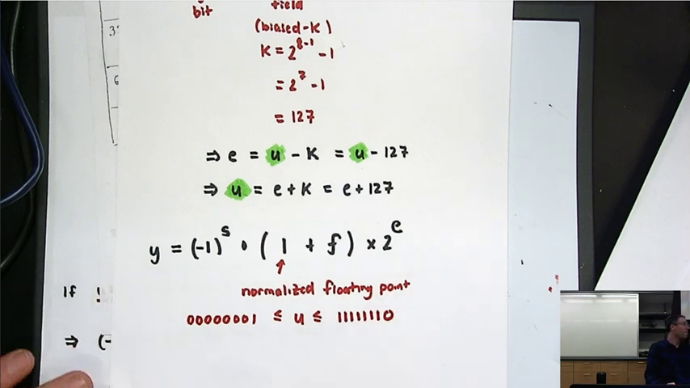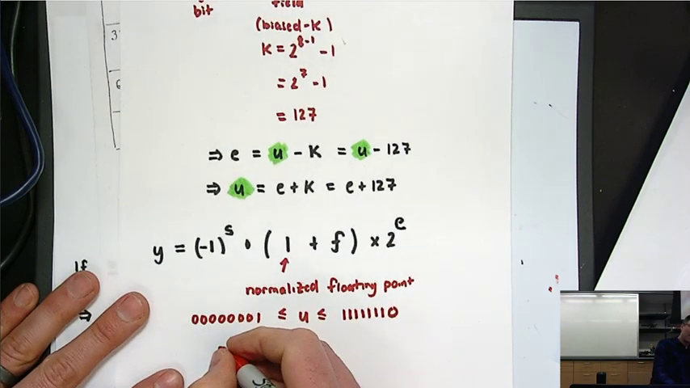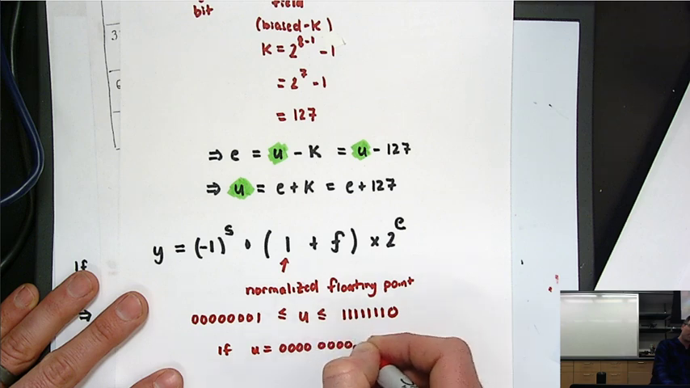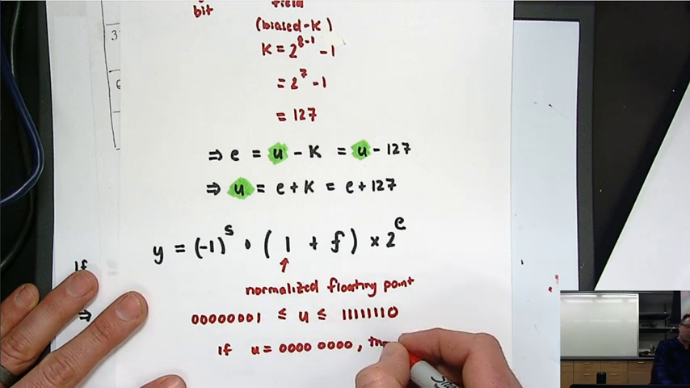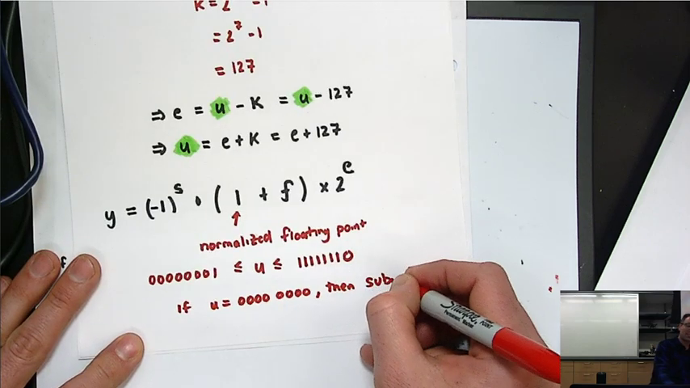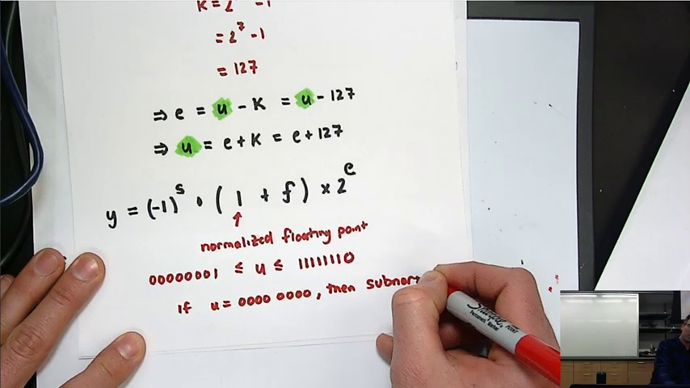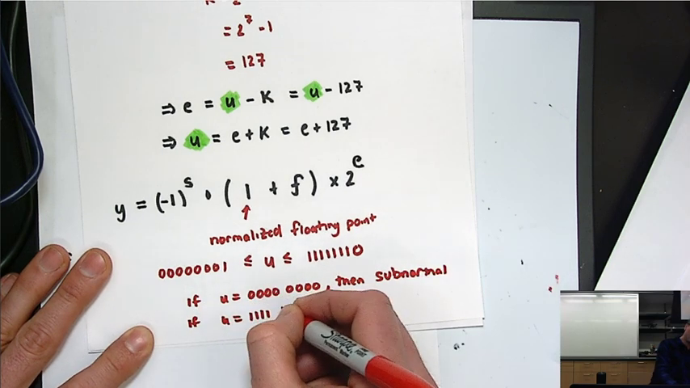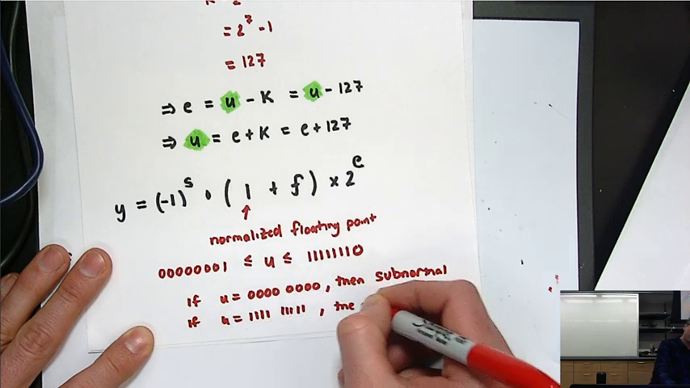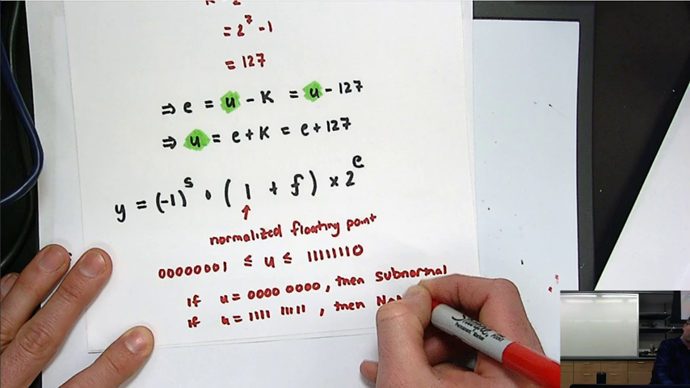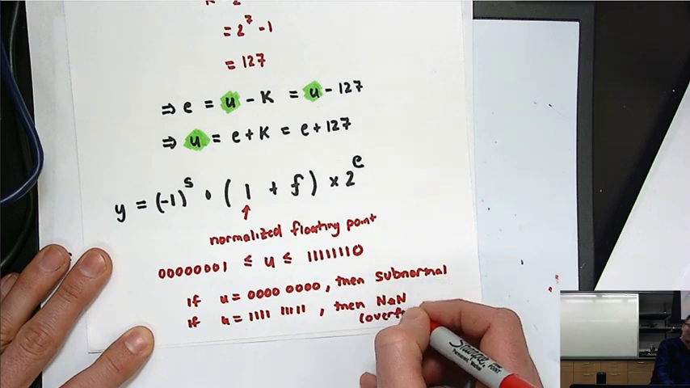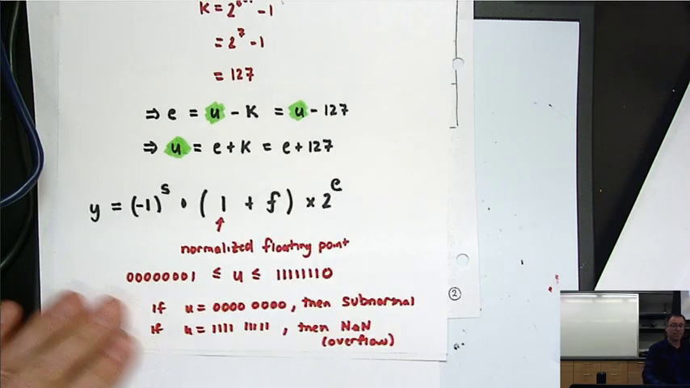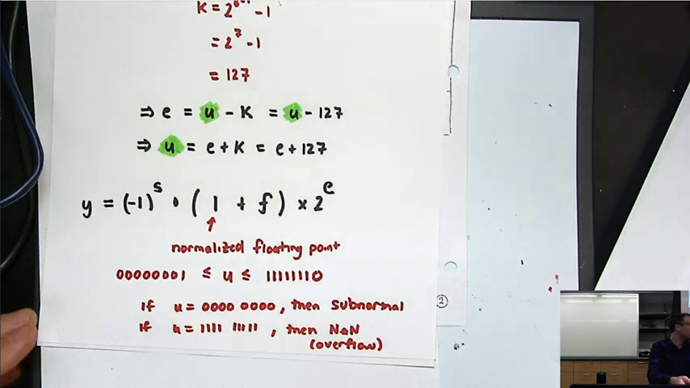Except here, if U is a string of all zeros, what do we call that? We'll call that subnormal. If U is a string of all ones, what do we call that? Super. NaN. Yeah, you can think about it as overflow. Overflow error. Yep. In which case we would recast it as a higher.